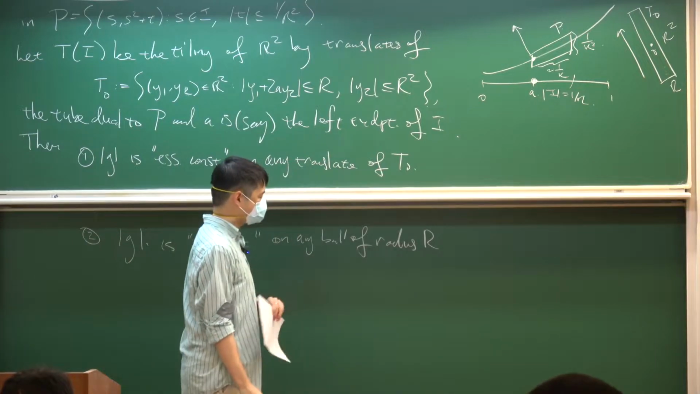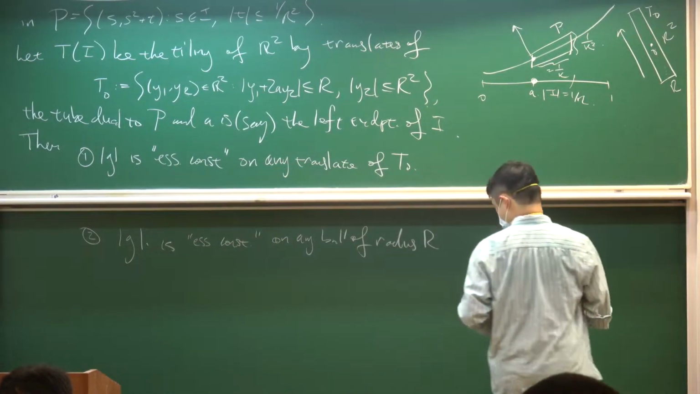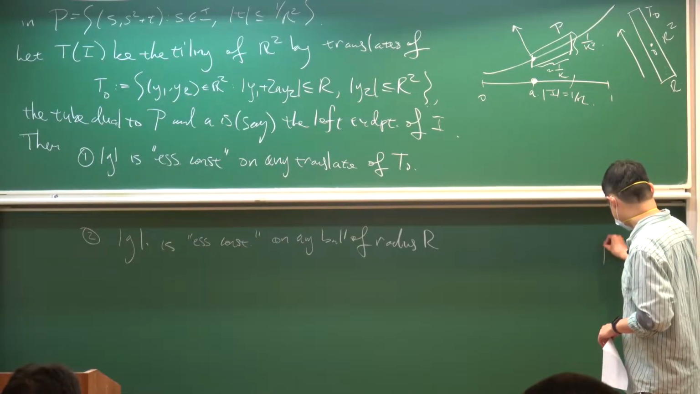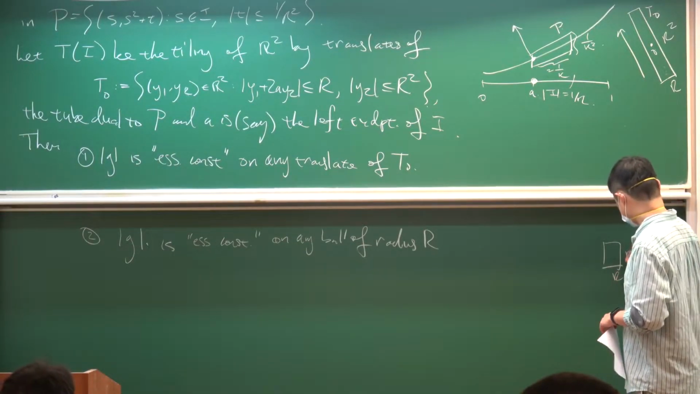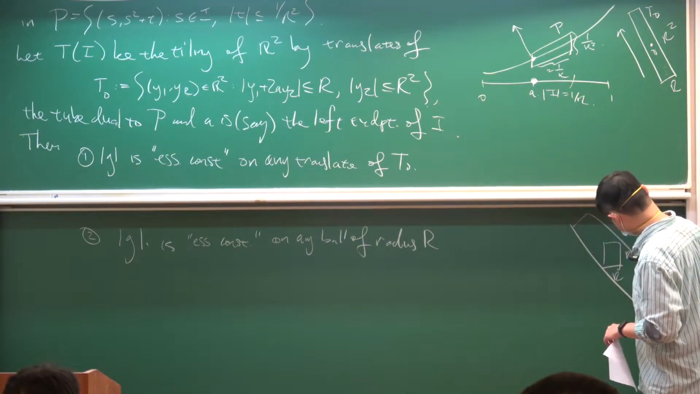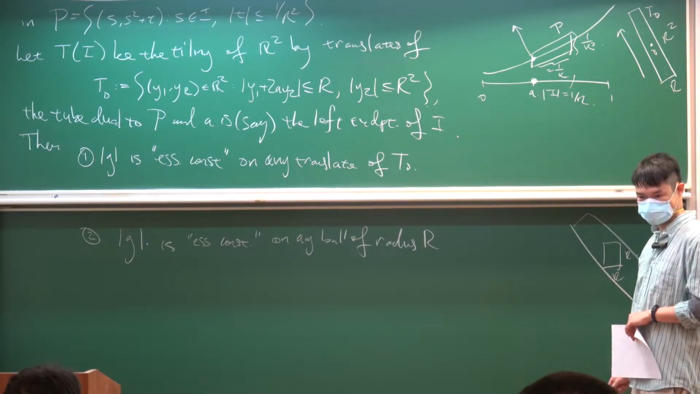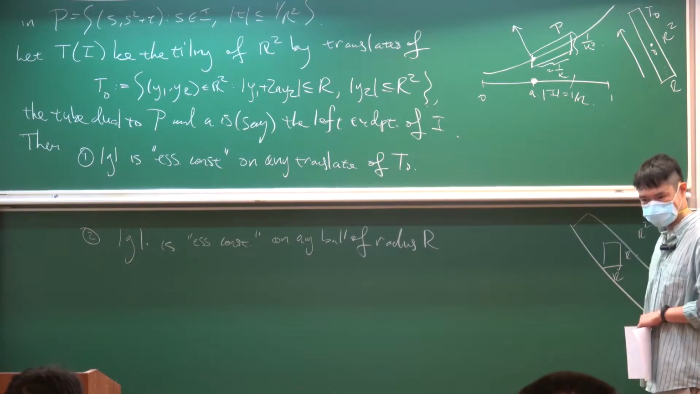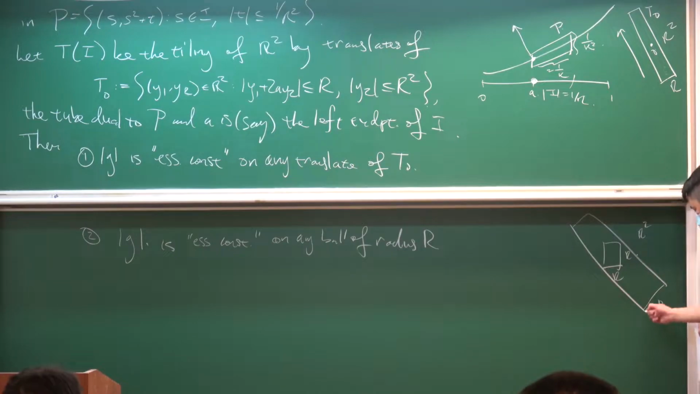Where did this come from? Well, we take a ball of radius r. Remember, we don't distinguish between balls and squares. Any ball of radius r we can fit inside a translate of T_0, because we also don't distinguish between 2r and r. There's a big O of 1 dilation of these tubes that encapsulates this ball of radius r. And since the absolute value of g is basically constant on this tube, it's basically constant on this ball.